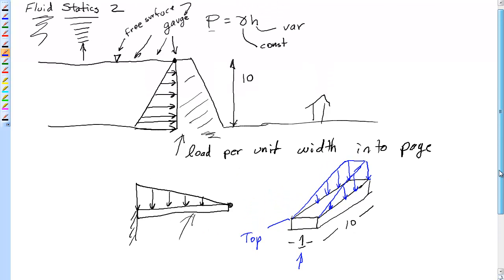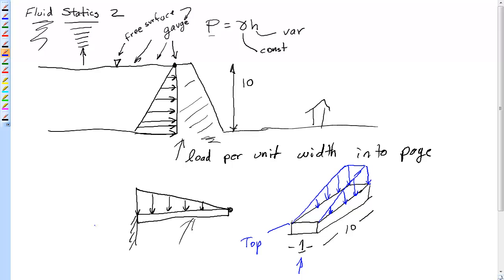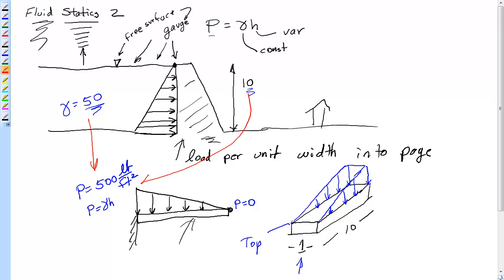In other words, let's just work the numbers here. On this end, the pressure is equal to 0. On this end, the pressure is equal to gamma H, and to make my life easy, I'm just going to say gamma is 50. So it's not water, but it's a little bit lighter than water. So that's gamma H, or pressure, is equal to 500 pounds per foot squared. That's just 50 times 10 feet here. And if you want to see where those came from, they came from here and here.